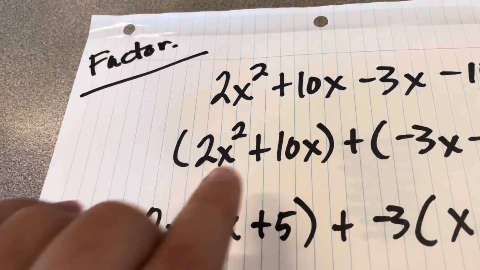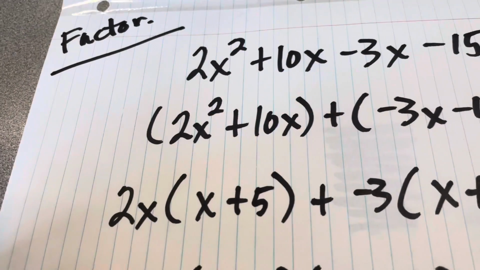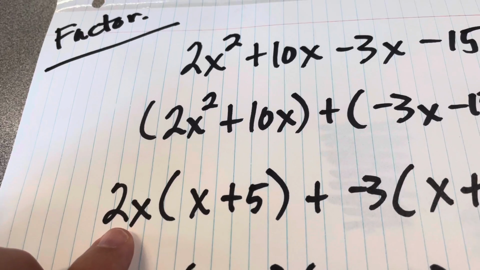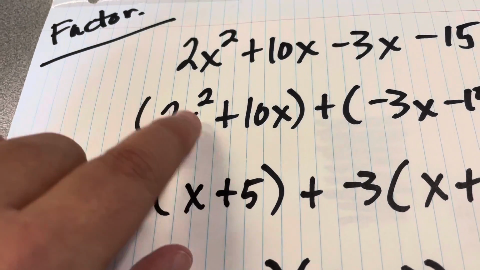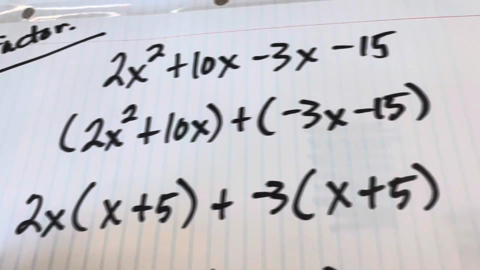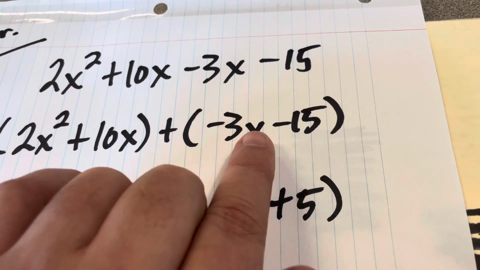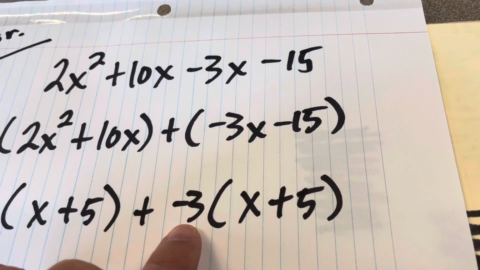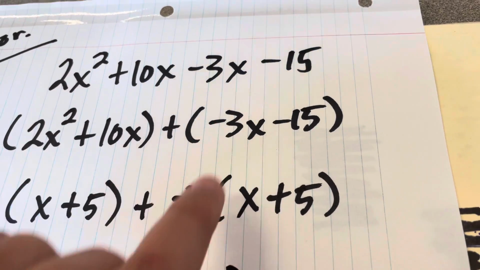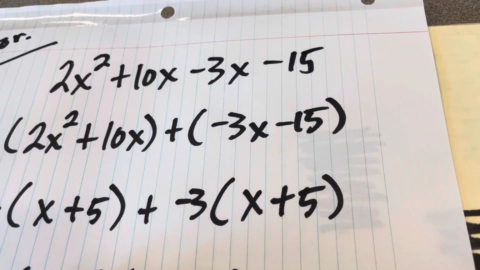And then what you do is factor out the greatest common factor from the first set. So that's going to be 2x. So I factored out a 2x here. So 2x times this is that, and 2x times this is that. And then over here, I factored out the greatest common factor between these 2, and I factored out a -3, which makes this x plus 5. You can check it. -3 times x is -3x, and -3 times 5 is -15, so it checks out.